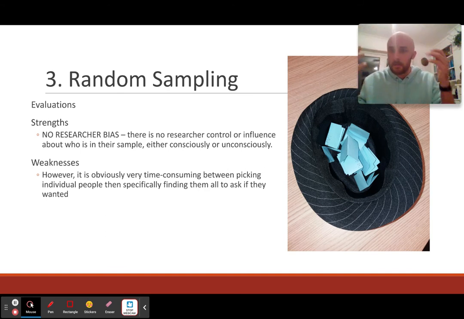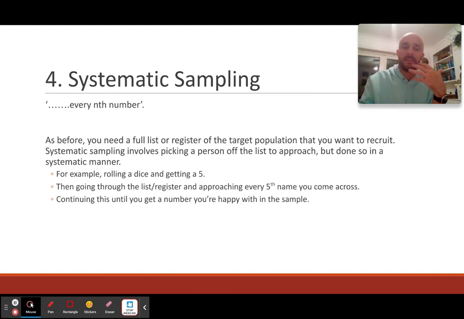And if they say no, right, Tim Roth, I'm going to go up to that person, for example. So it is actually quite time consuming. Now, systematic is also very, very similar. It's very similar.